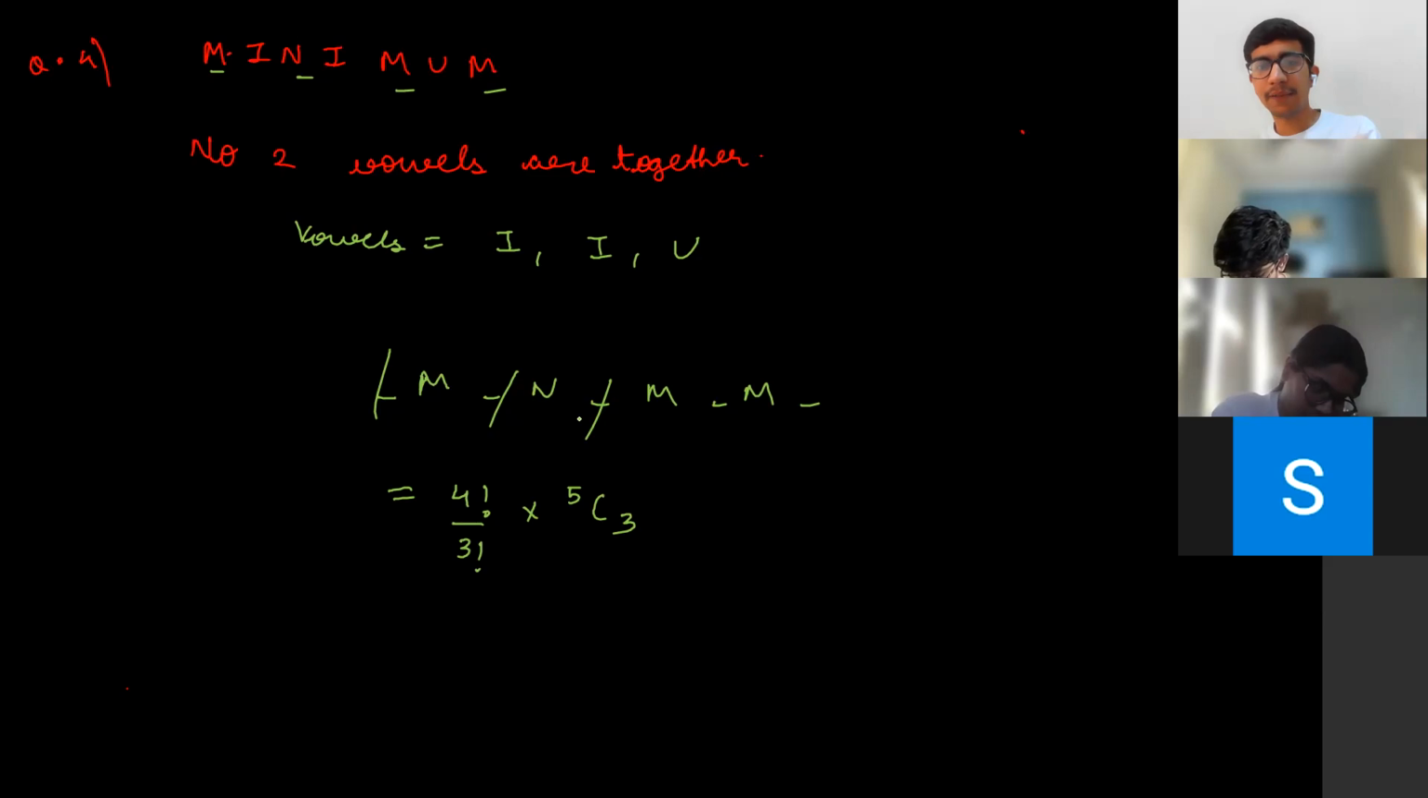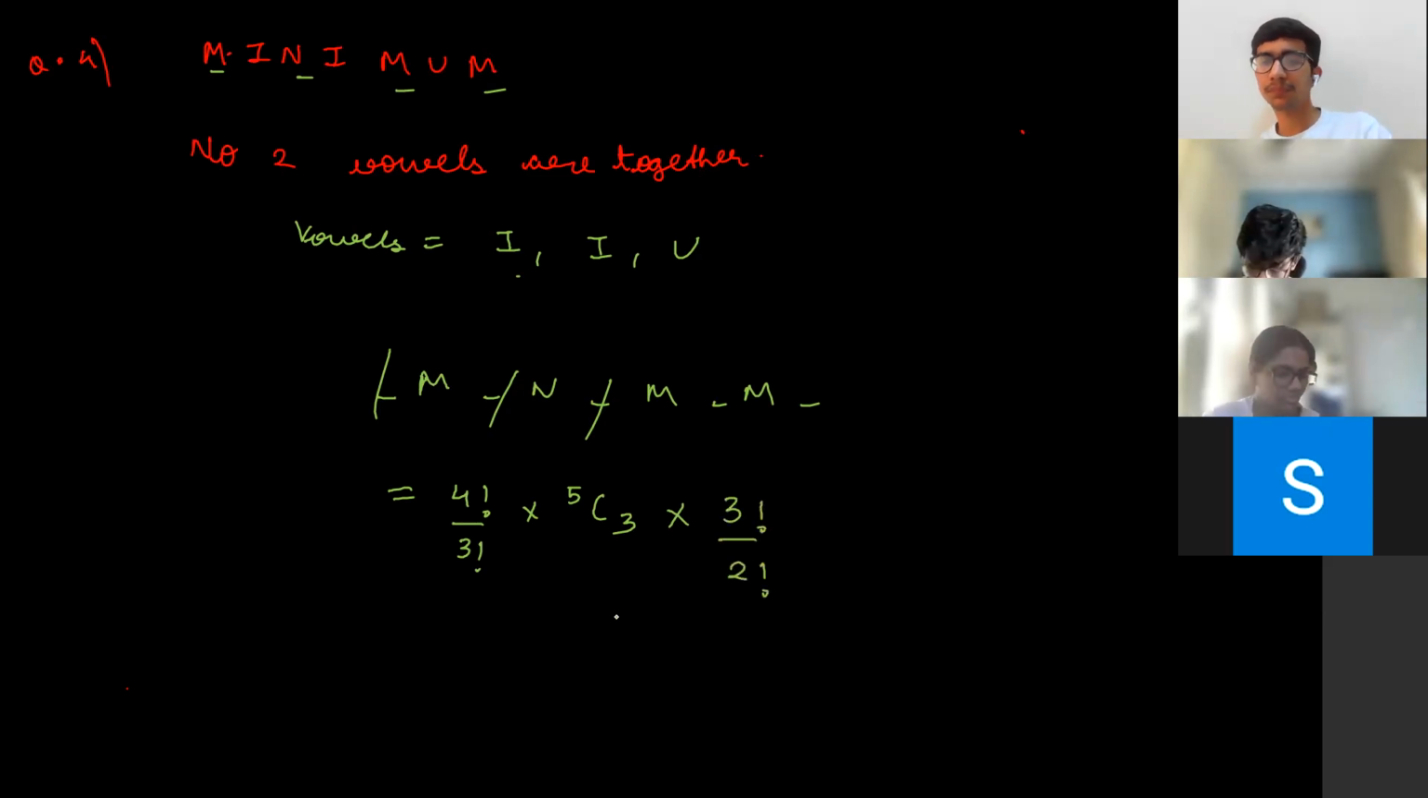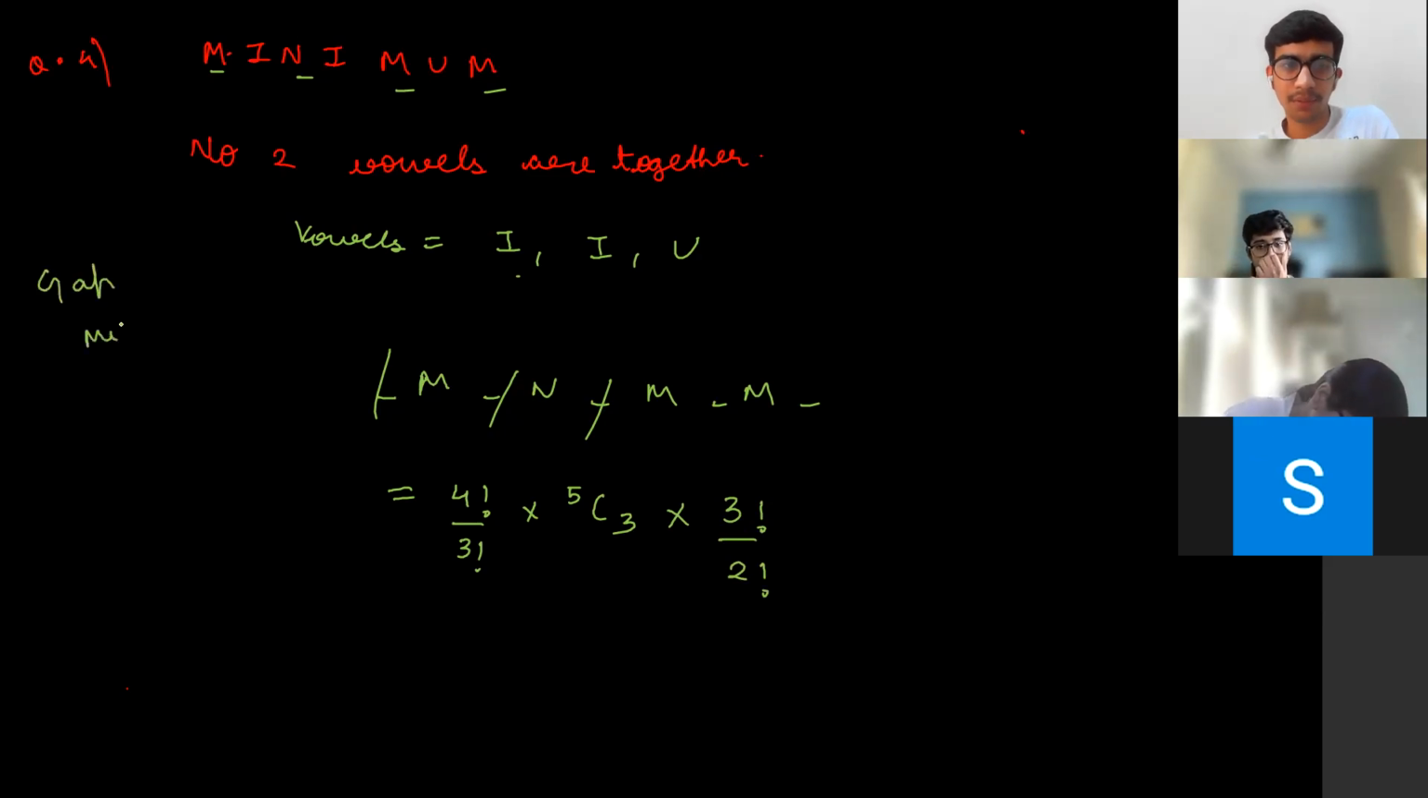So 5C3 से I have put, like I have calculated, I have taken the 3 gaps and in these 3 gaps मेरे को वॉवल्स अरेंज करने हैं. So since vowels are I and U, so it will be 3 factorial by 2 factorial. So this is what is called as the gap method.